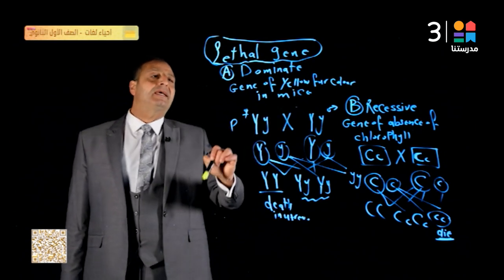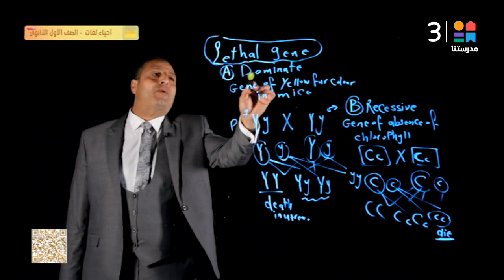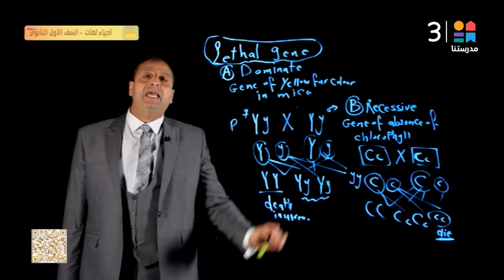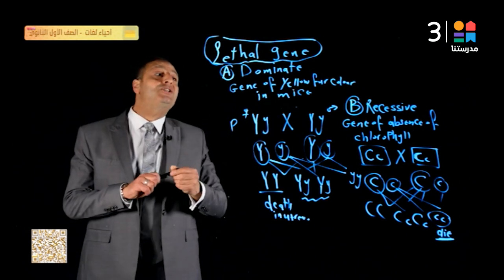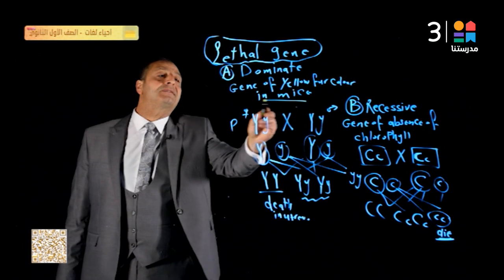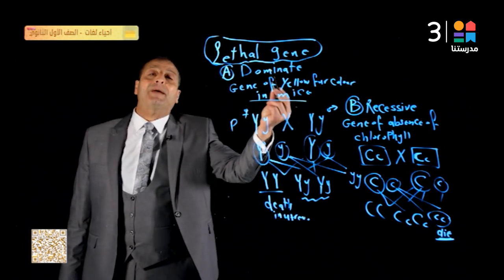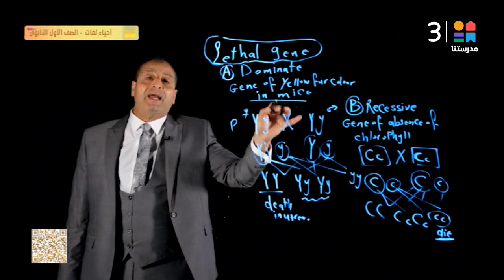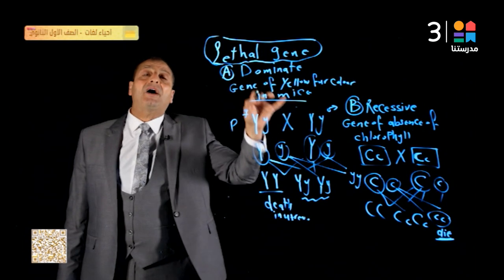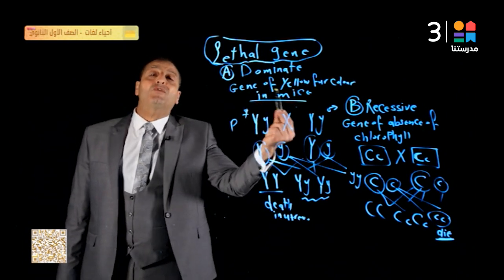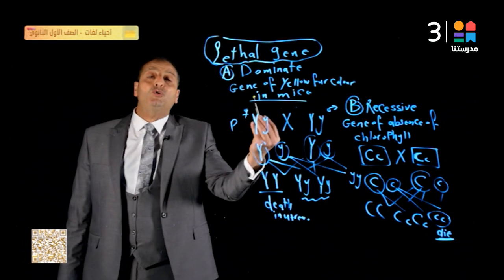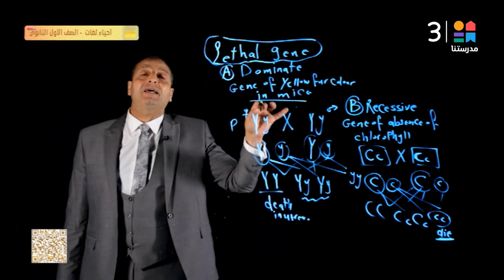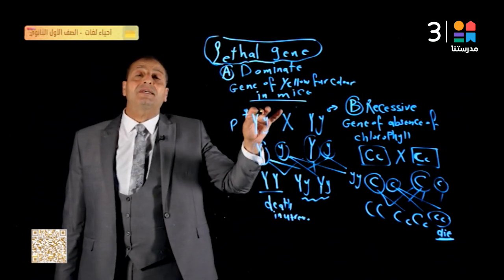For examples, number 1 is divided into 2 types: A, dominant lethal gene, and B, recessive lethal gene. In dominant lethal genes, the gene of yellow fur color in mice. This gene represents 2 capital letters. When the 2 capital letter genes, Y capital Y capital, are found in the mice in the embryonic stage, they will die inside the uterus of the female. Why? Both of the 2 genes working together, due to the gene interactions, finally lead to disruptions in the vital process. So the embryo is dead inside the uterus.